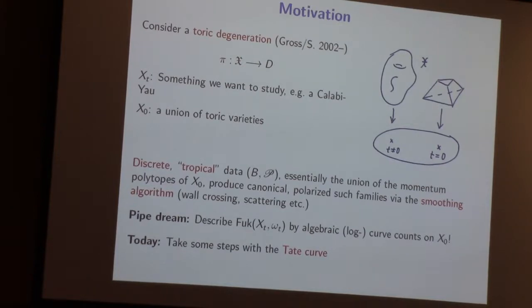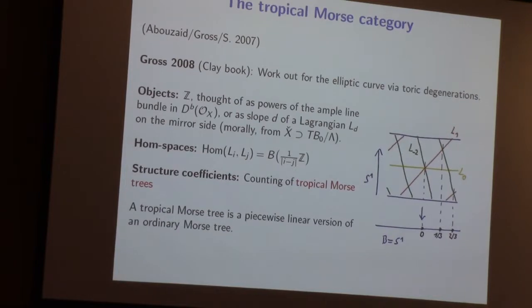And today I will take some steps in this direction by looking at the easiest non-trivial example, the Kodaira curve. It's a degeneration of the elliptic curve. But before doing that, let me remind you of some slightly older story: the tropical Morse category. Some ideas were in joint work with Mohammed and Mark in 2007 already, and Mark wrote this down in the playbook, with quite some extended work, to work this picture out for the elliptic curve degeneration.